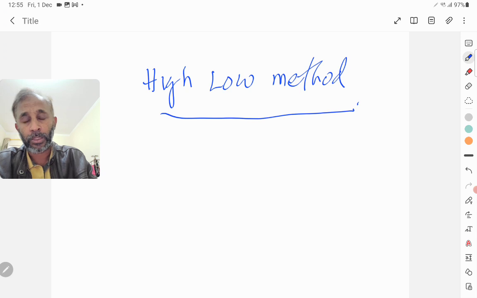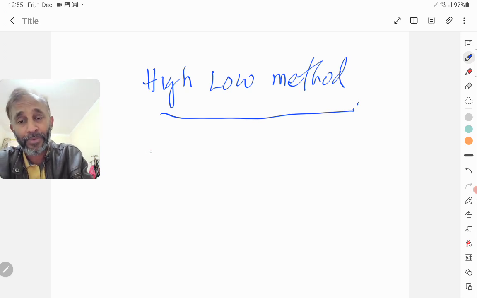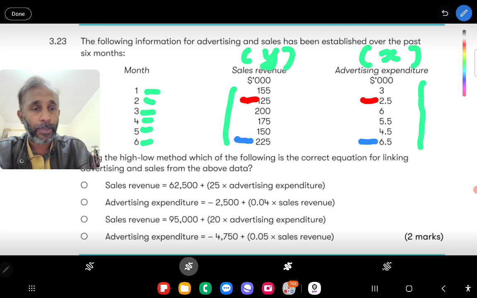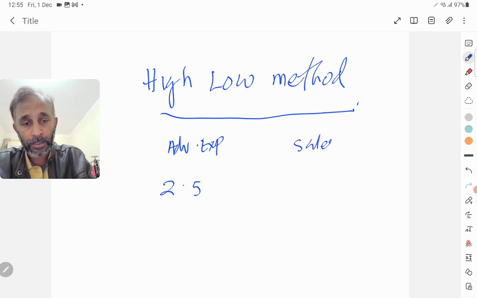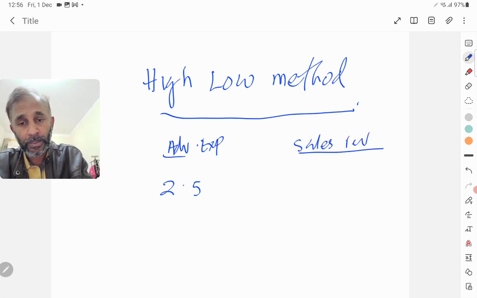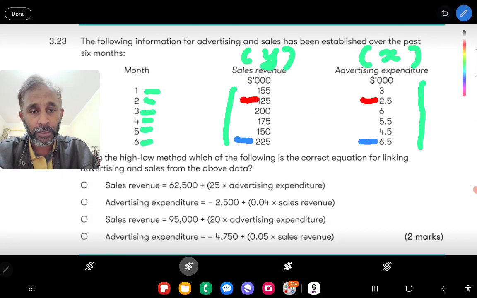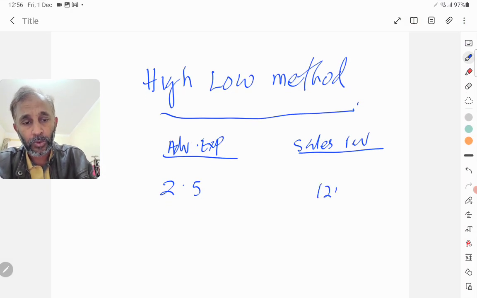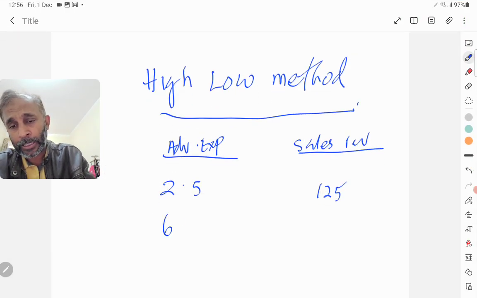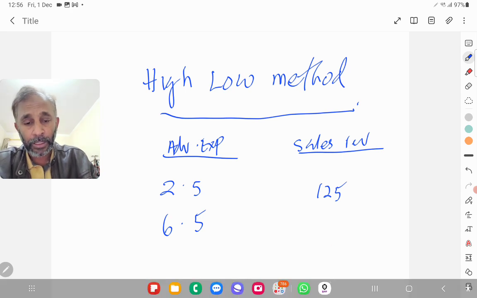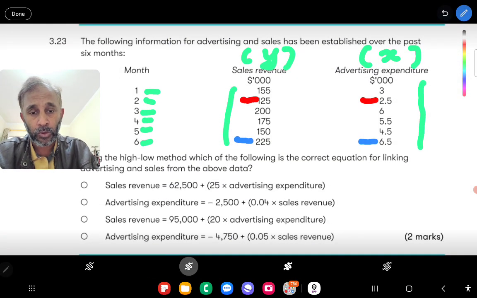So let's record that. I have advertising expenditure 2.5, and here sales revenue, and the sales revenue for that is 125. On the other hand, the advertising expenditure is 6.5, and your sales revenue reaches 225.